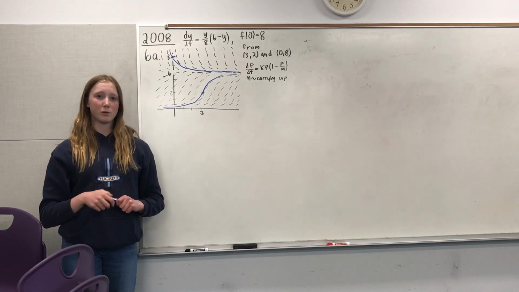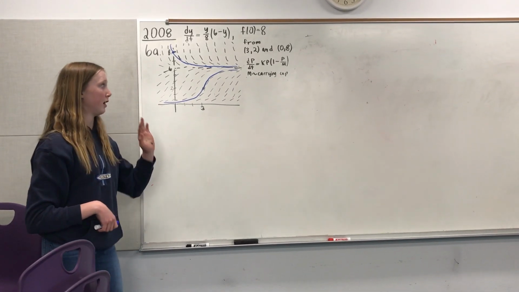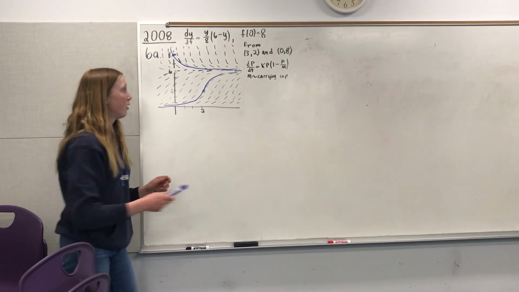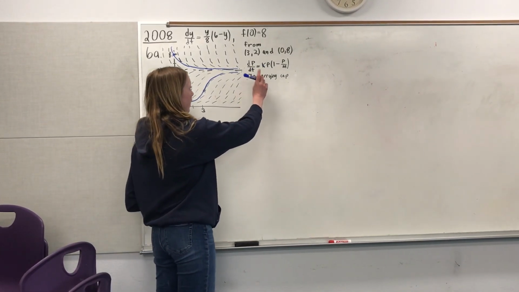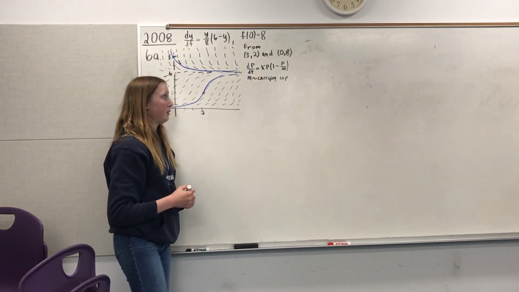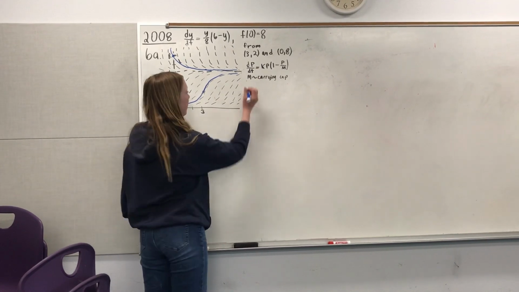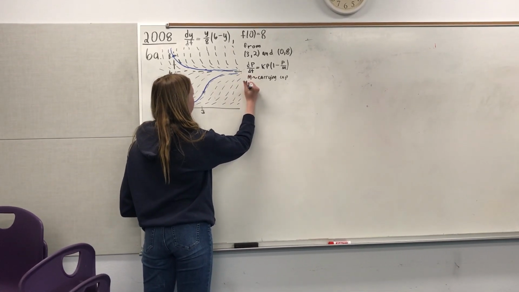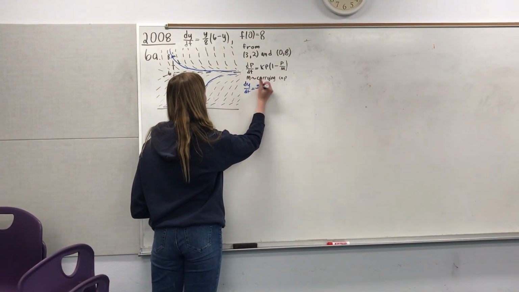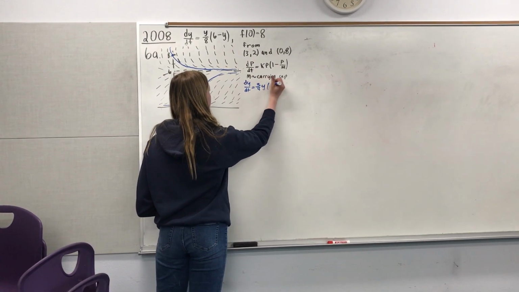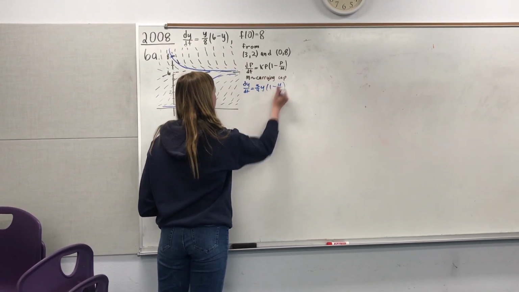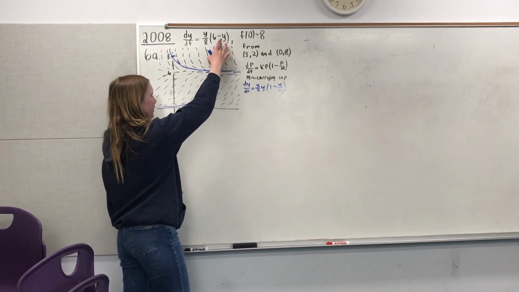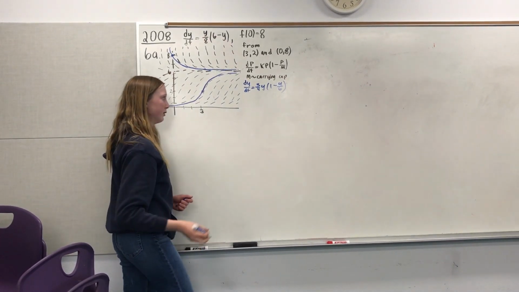Another way to approach this problem is recognizing it's a logistic growth function following the pattern of dP/dt equals kP times (1 minus P over M). We have dy/dt is equal to 3/4 y times (1 minus y over 6). So I just divided by 6 on the inside, multiplied by 6 on the outside.